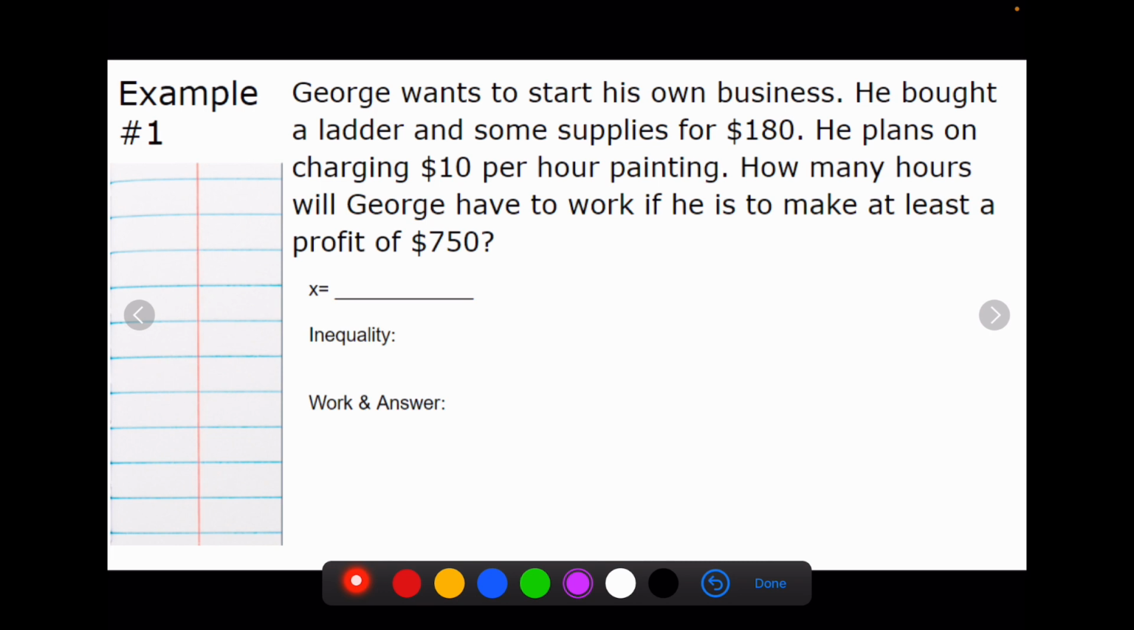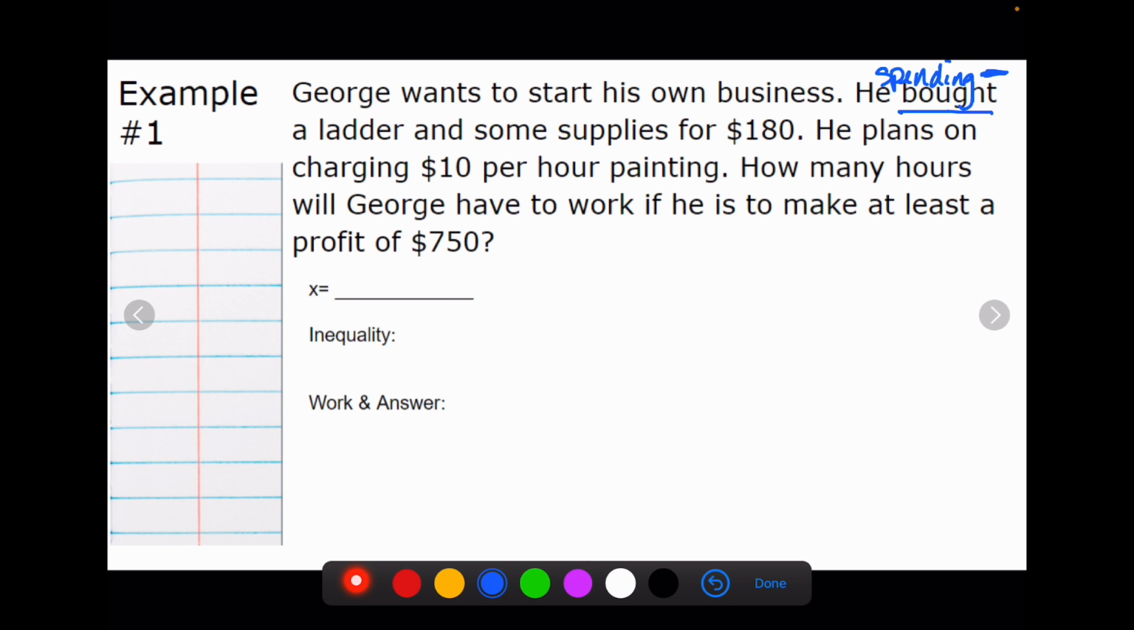Okay, so we've talked about this before, that we need to read and then reread the problem and underline any key information. So George wants to start his own business. There's nothing there that's important. He bought. Well, we know that when you are buying things, you are spending money, and that is a negative. So he bought. We need to underline that, and we need to write the word spending and put a negative sign there, because that is a negative. We are spending money. It is coming out of our account. That is a subtraction, okay?